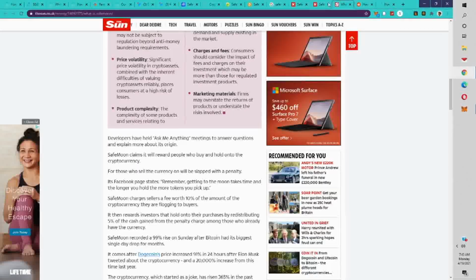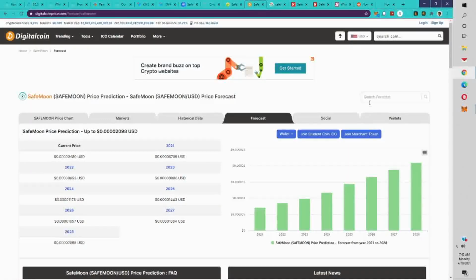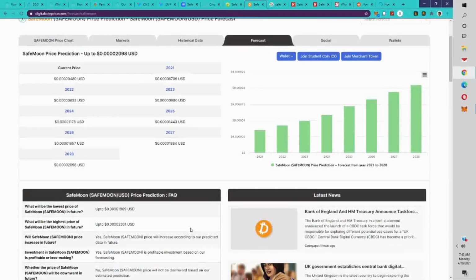I would say let's just watch the project. There's actually a price prediction on it, but we're going to ignore that. We're just going to say Safemoon price prediction is going to the moon. 25 to 50x from where it's at right now. We're going to ignore the price prediction. We're going to say that Safemoon is going to 25 to 50x from where it is right now. Okay, that's going to be our price prediction.